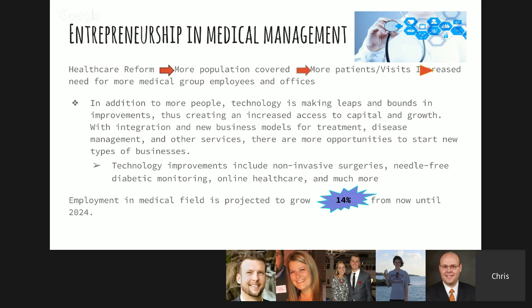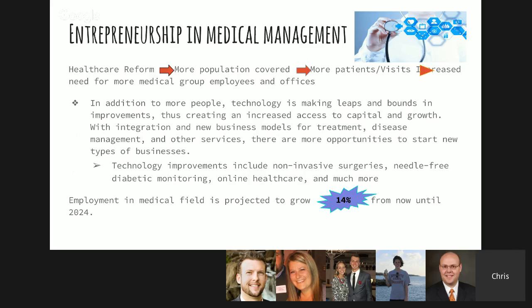In addition to more people, technology is making leaps and bounds and improvements, which is creating an increased access to capital and growth. Some of the technological improvements are non-invasive surgeries, needle-free diabetic monitoring, online healthcare, and there's really so much more. Also, with integration in new business models for treatment, disease management, and more, there are more opportunities to start new types of businesses. Employment of physicians and surgeons is projected to grow 14% in the next 10 years.